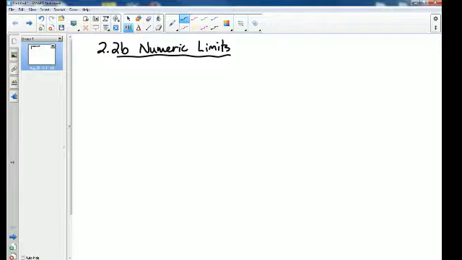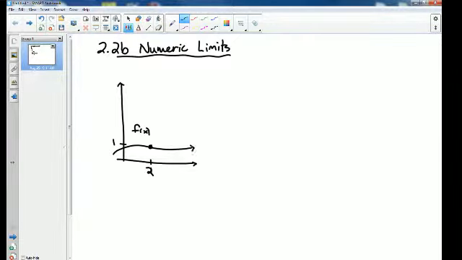So yesterday we talked about graphical limits. If I gave you a graph, we could say that the limit as x approaches 2 of f of x equals 1. Graphically, because we can see that point. Now, numeric limits.